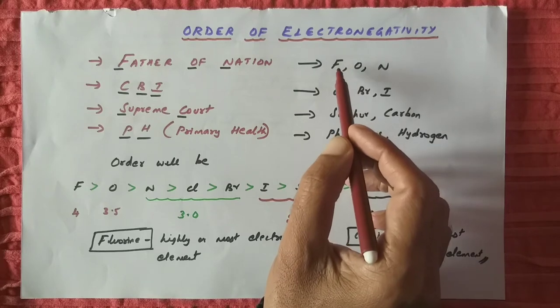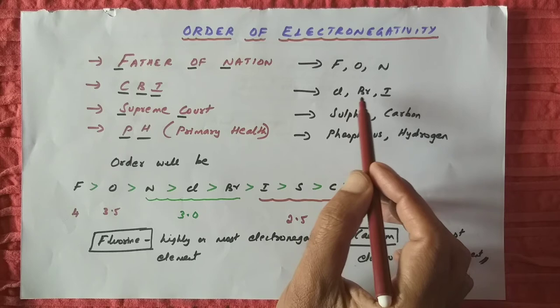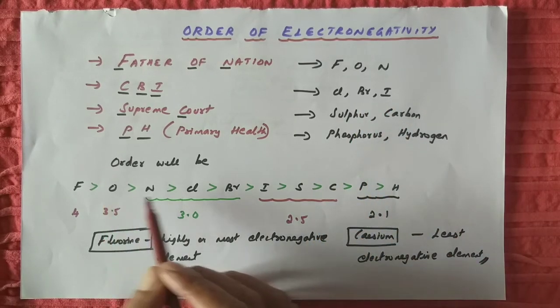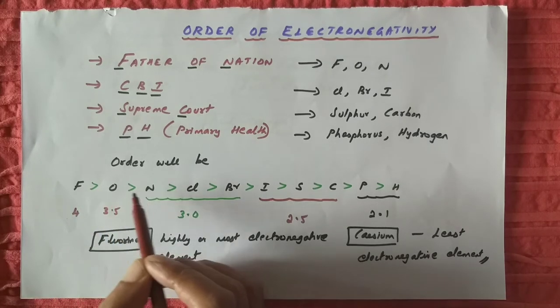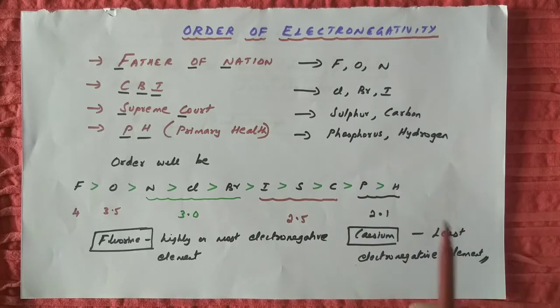So fluorine will be most electronegative, followed by oxygen, then nitrogen, chlorine, bromine, iodine, sulfur, carbon, phosphorus and hydrogen. So I wrote the sequence here. Fluorine will be the most electronegative element, followed by oxygen, nitrogen, chlorine, bromine, iodine, sulfur, carbon, phosphorus and hydrogen.